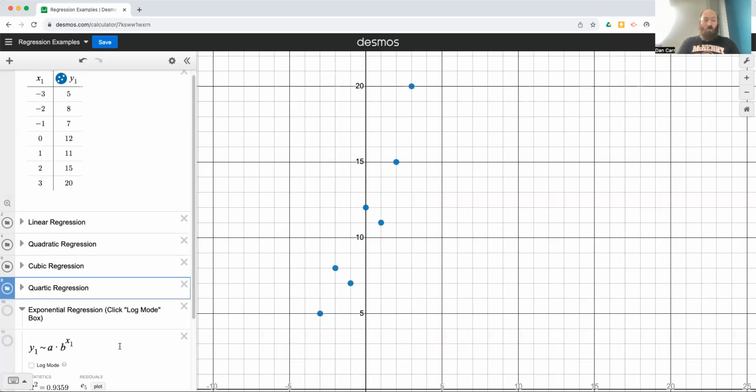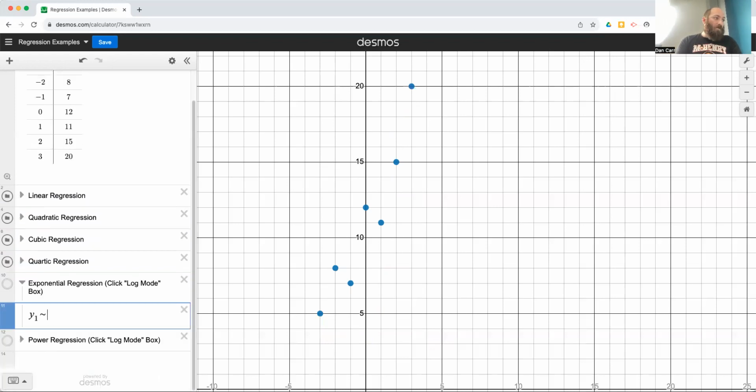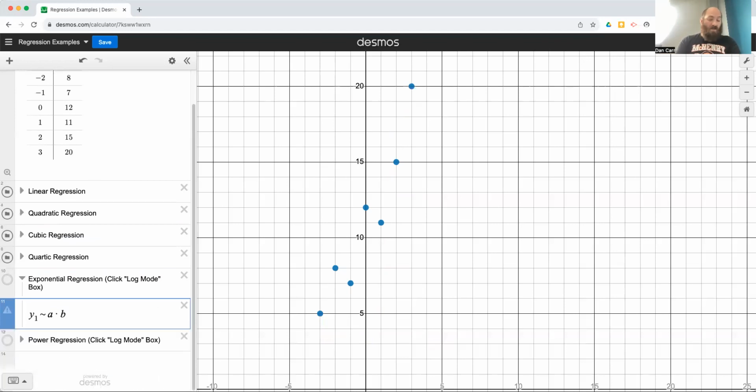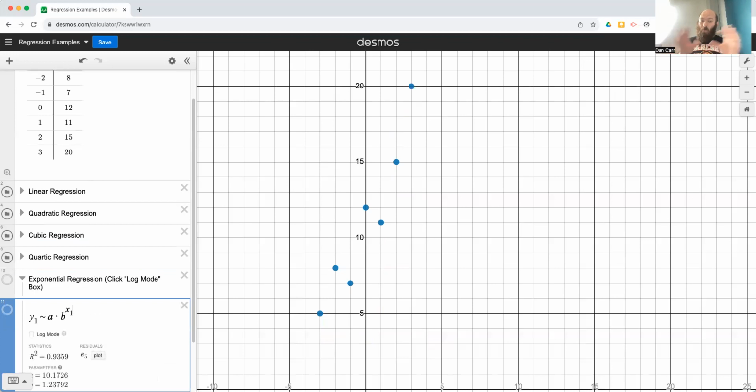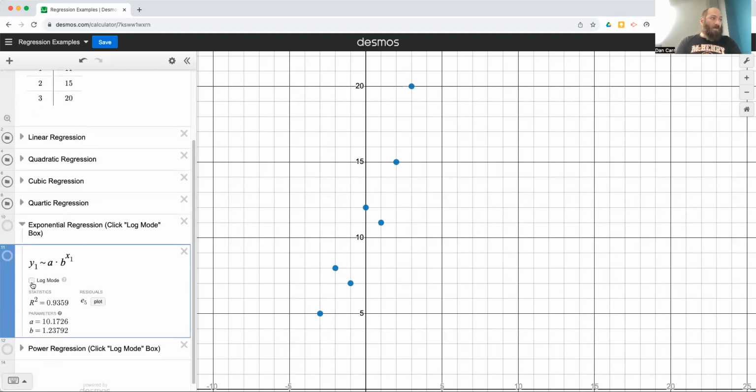Exponential regression. So this is where your x1 is the exponent. I'll go through that typing real quick. You do y1 approximately equal to a multiplied by b raised to the x1. So again, you type 1 right after x, so it makes the subscript, and this will actually refer back to this table up here. So always click log mode. Okay, do the log mode on that one, and then this will give us our parameters.